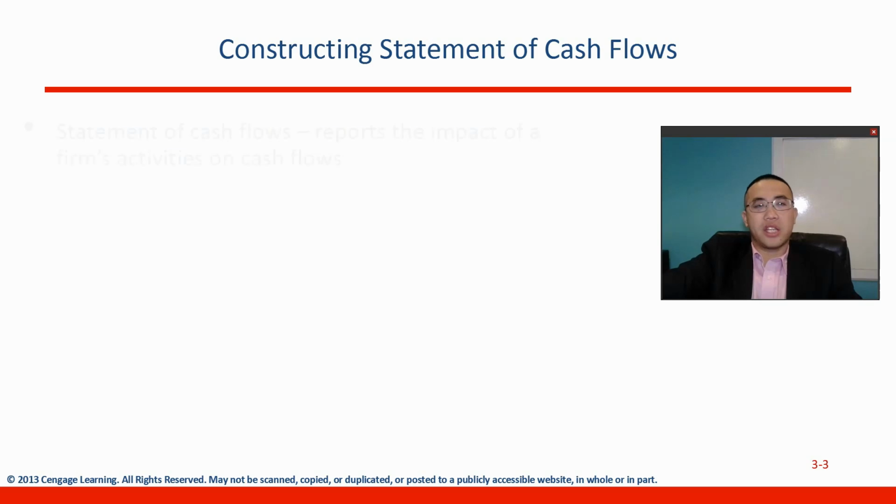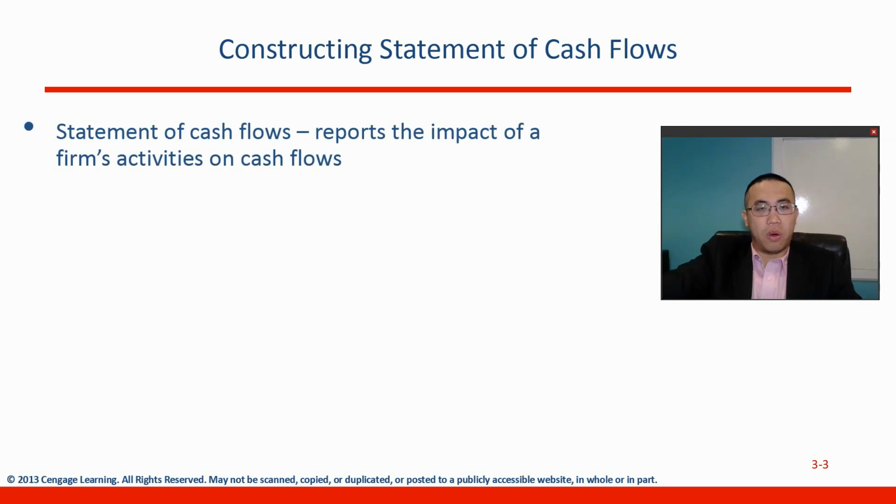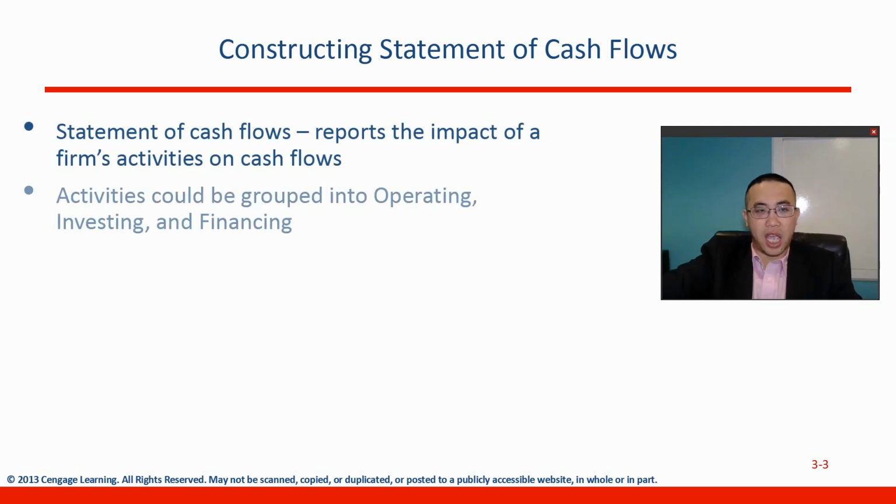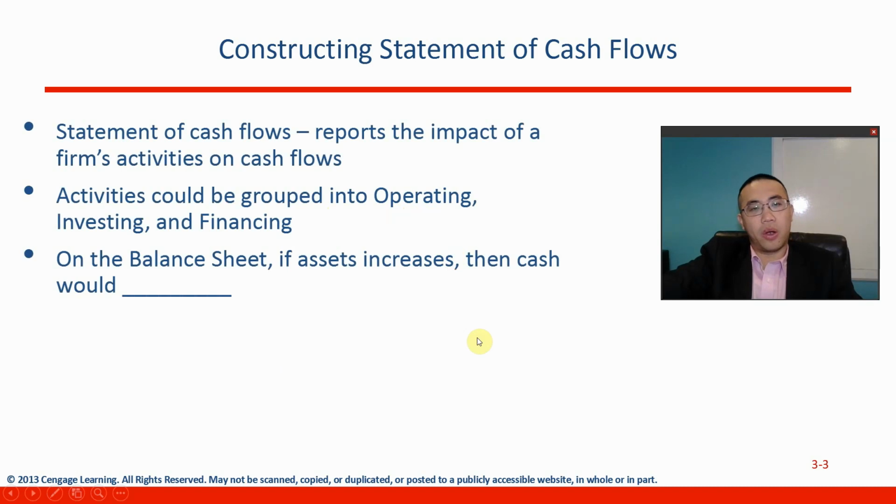When you construct the statement of cash flows, you need to report the impact of the firm's activities on cash flows. And the activities could be grouped into these three categories, as I mentioned. And very importantly, on the balance sheet, if assets increase, then cash should go down, right? Because that means you spend cash to build the assets. Like if you buy yourself a cell phone, then your assets for personal belongings would increase, but your cash would drop because you have already spent that money.